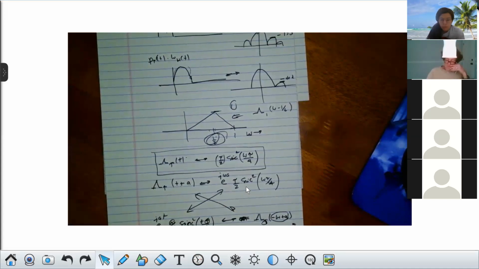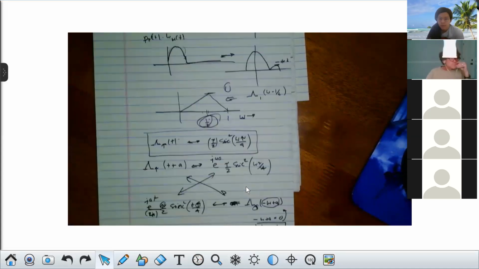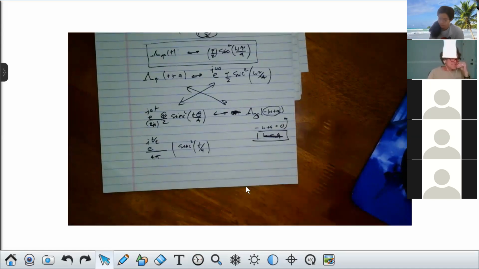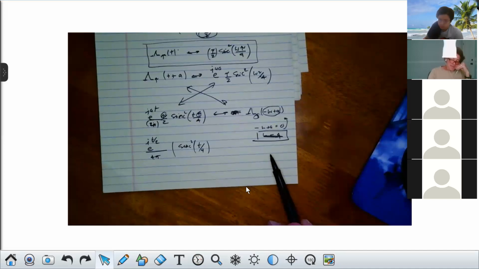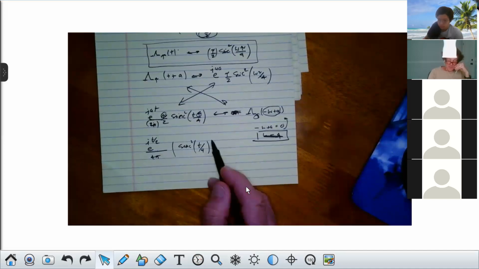Dr. Baginski, could you move your page up a little bit, please? Thank you. Here's what I've done. I've just taken and I've replaced A and tau, and this is what you get. Agree?